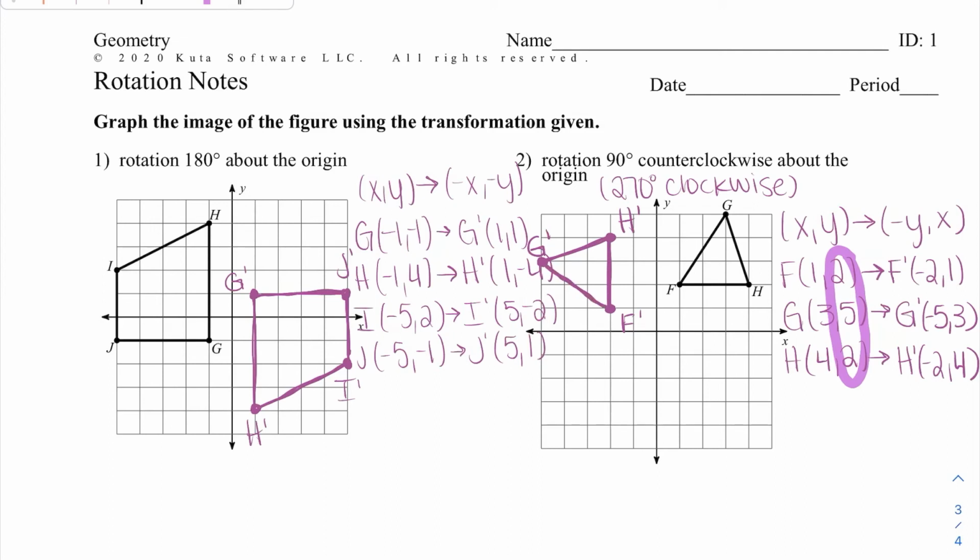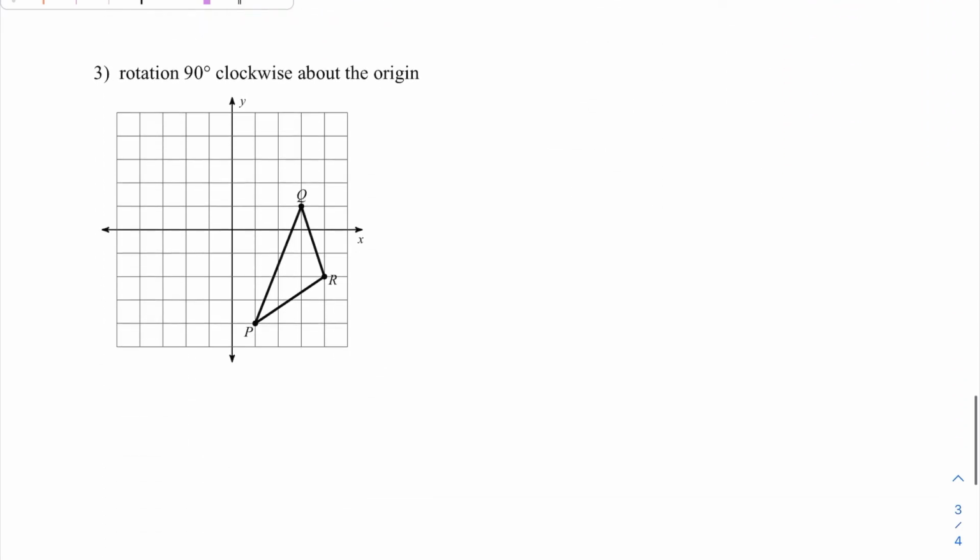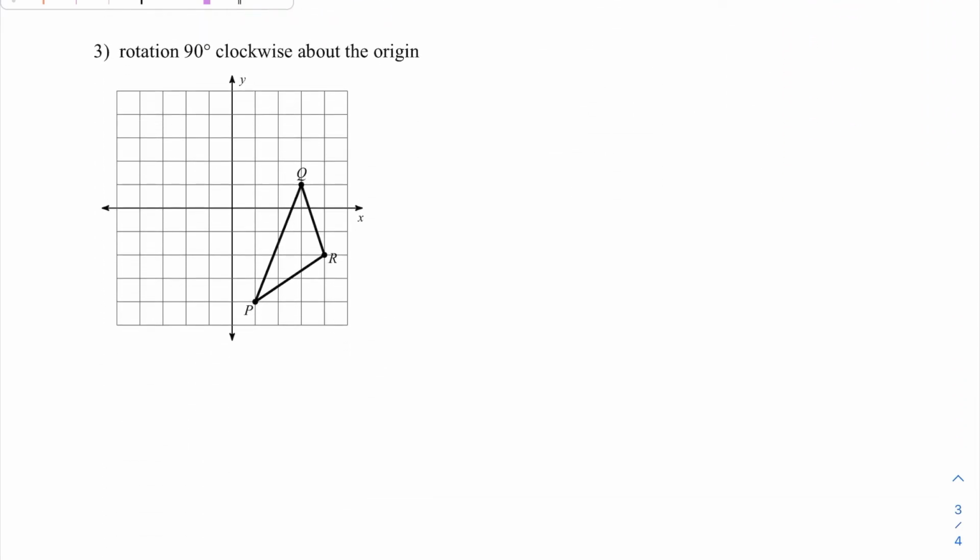Once you have plotted the points and connected them, you should see that you have a rotation 90 degrees counterclockwise, which is equivalent to 1 quadrant. Let's go ahead and look at our last type of rotation, a rotation 90 degrees clockwise.